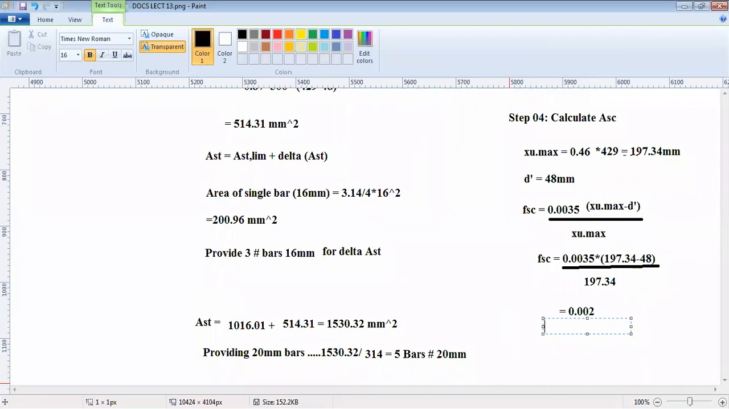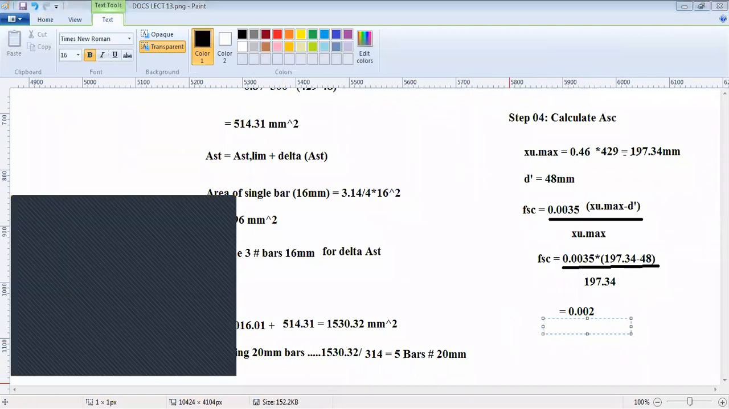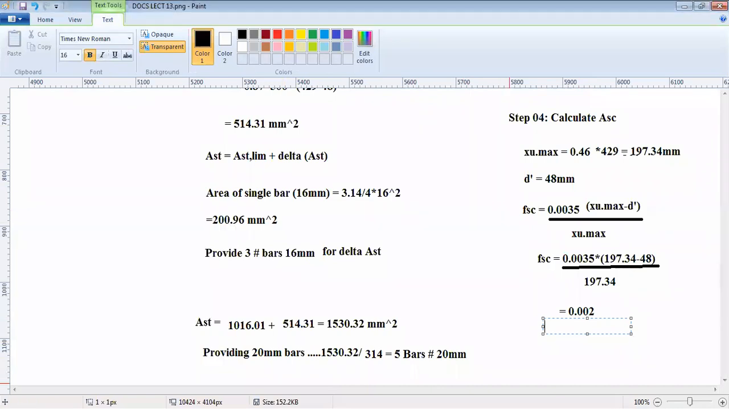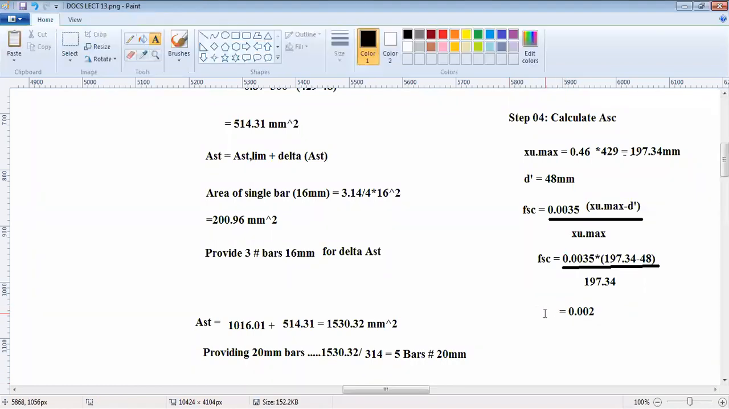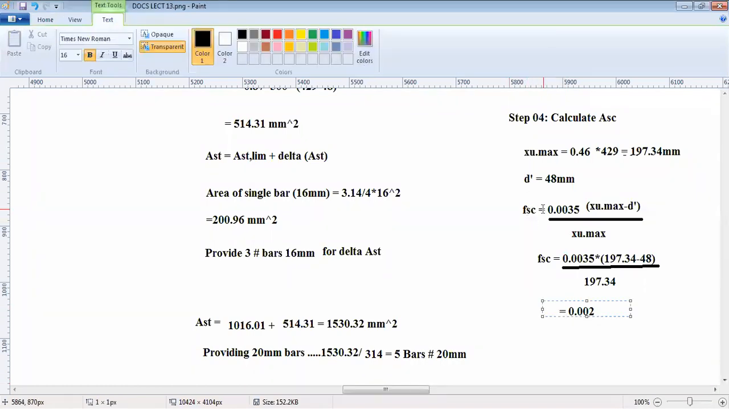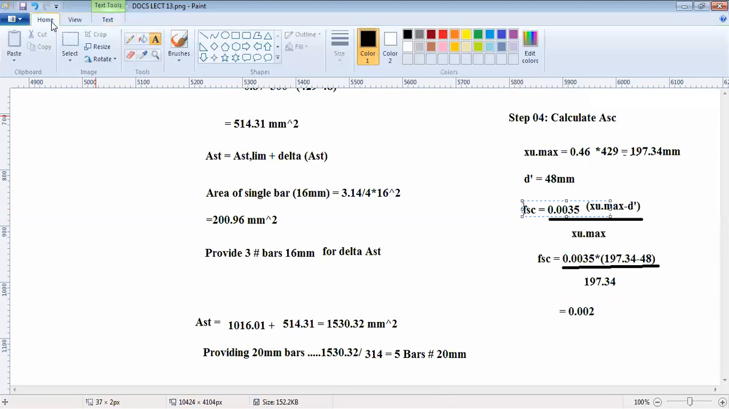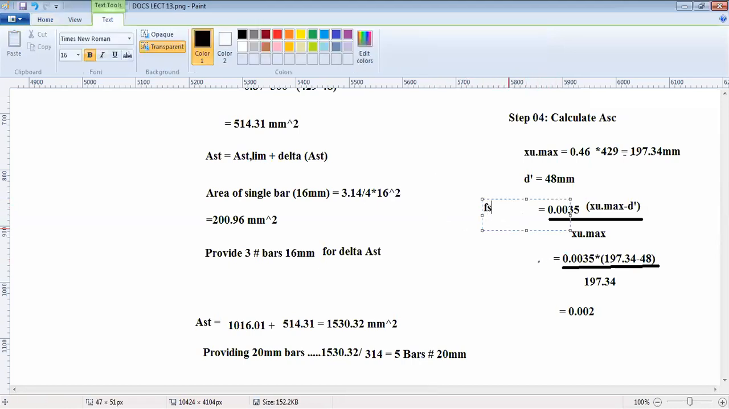0.0035 to strain ka value hai na? Haan ji, ye to strain ka value hai. This is corresponding to strain, sorry, this is ESC, FSC corresponding to ASC. I'm sorry. You get confused while you are doing it online. Yahan bahut sari cheezon ka khayal rakhna padta hai.